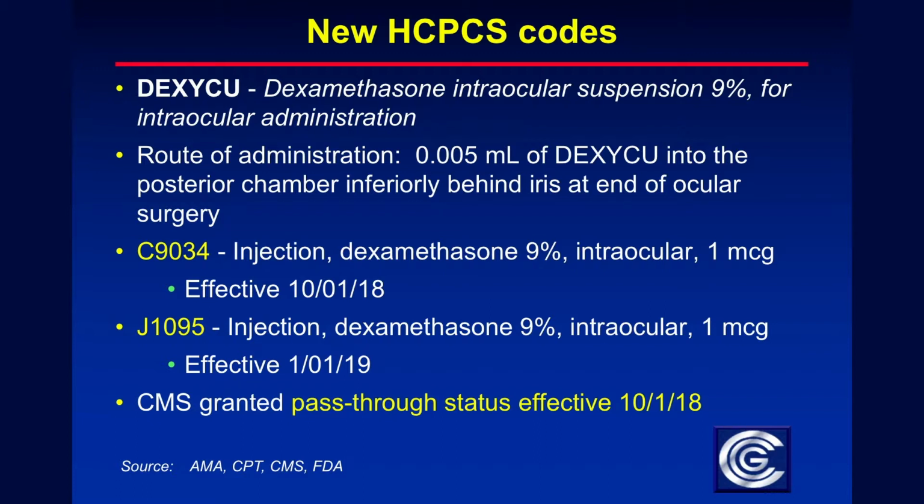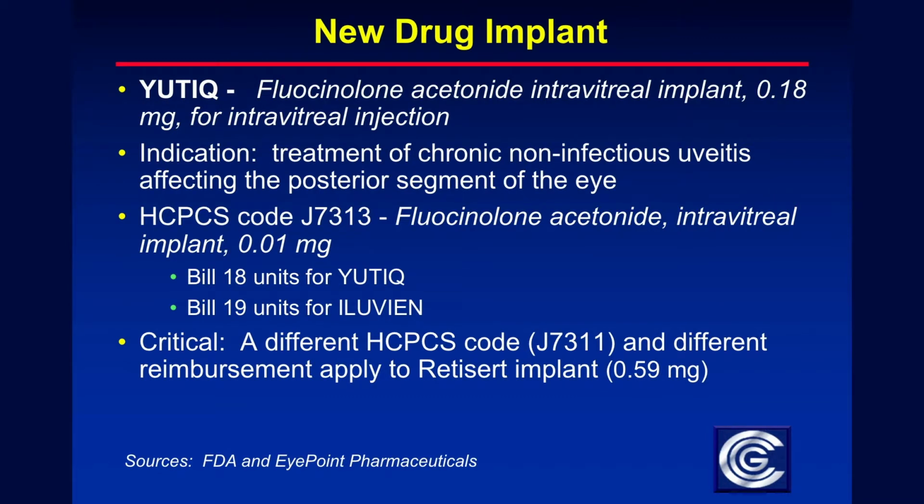The C code is used on claims by an ASC or hospital outpatient department to receive the additional payment from Medicare. For non-Medicare payers and for in-office use, the J code may be used. At the end of 2014, Alimera Sciences received FDA approval for ILUVIEN to treat diabetic macular edema.